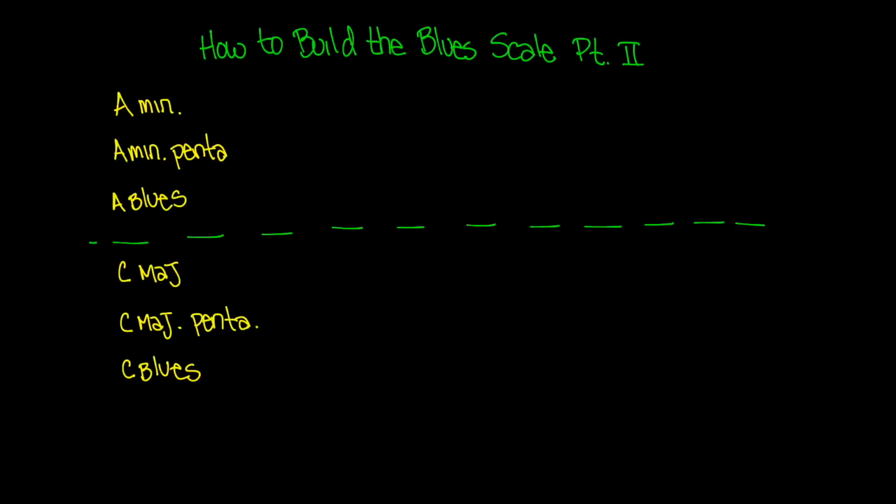Welcome back, everybody. In our last lesson, we learned how to build the blues scale that was derived from a minor pentatonic scale. And today we're going to learn how to build it as it's derived from a major pentatonic scale. Let's go ahead and get started.